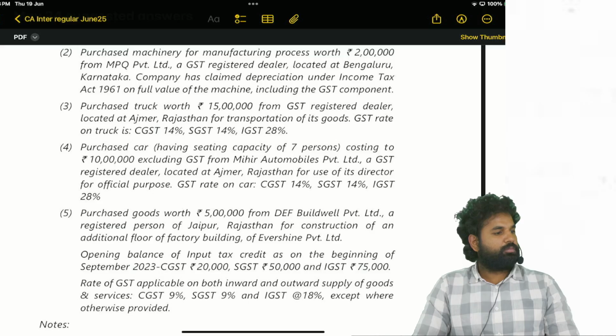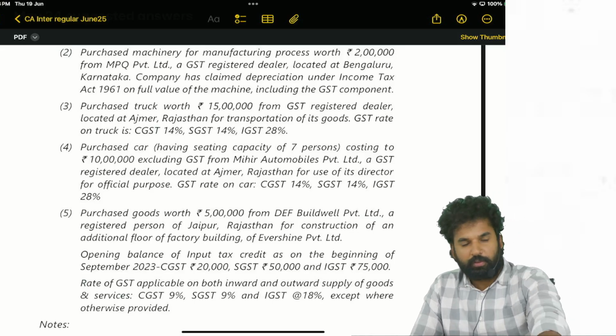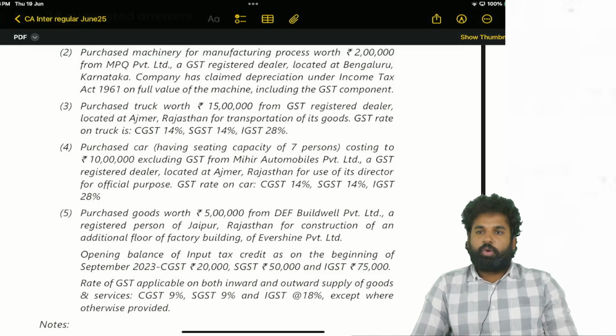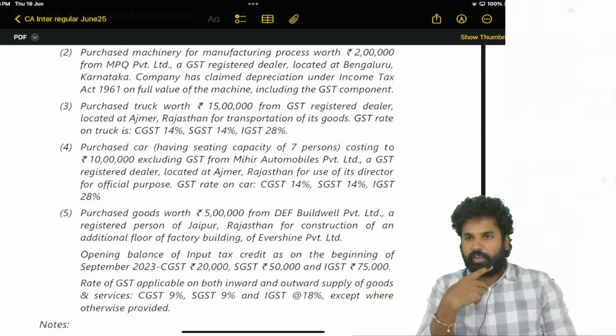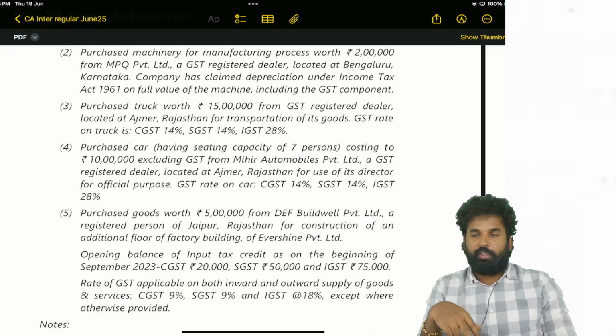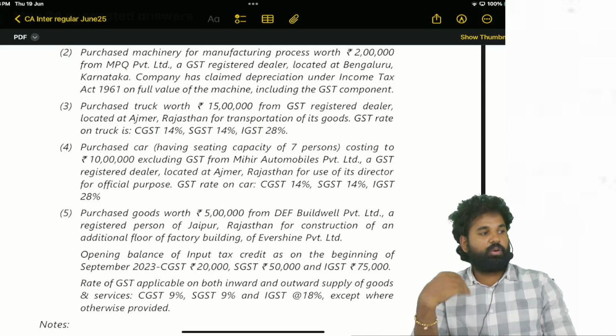Purchased goods worth 5 lakhs from DEF Buildwell Private Limited, registered person of Jaipur, for construction of an additional floor of factory building of Evershine Private Limited. For what have they purchased? For construction. So is ITC available? Blocked under section 17(5). Whenever you are taking goods or services for construction activity, that means works contract service, it cannot be availed. If works contract services are taken for further supply of works contract services, then it is available. Whenever you are not capitalizing, then it is available, that means when you book it as an expense in P&L. Here they are constructing a floor. It is capital expenditure. On capital expenditure, it cannot be availed. Okay, right.